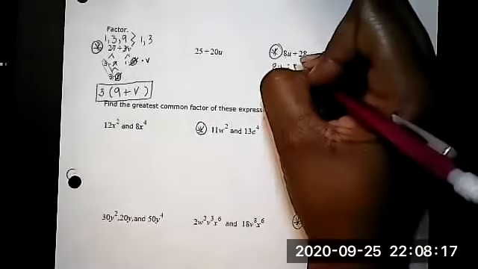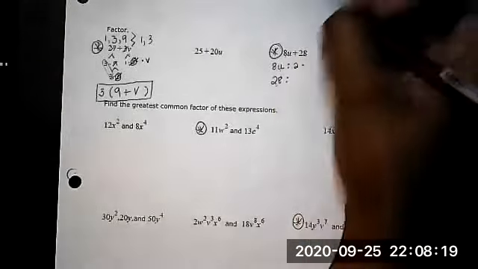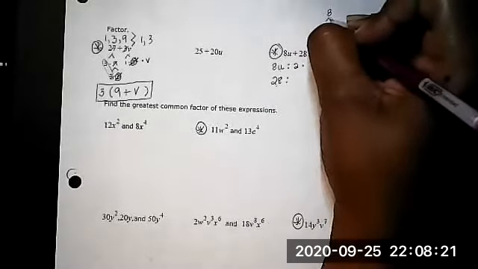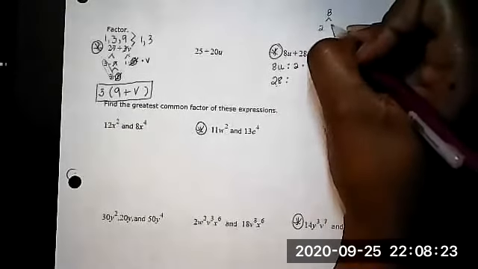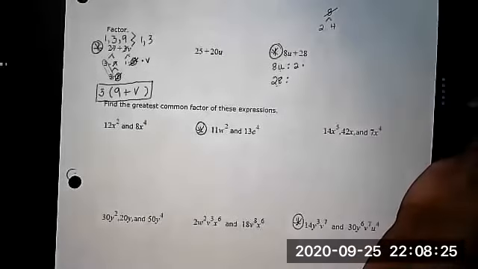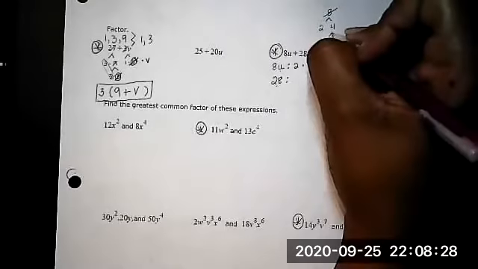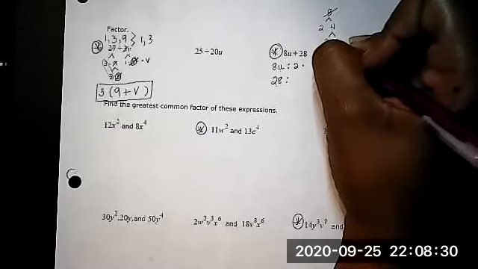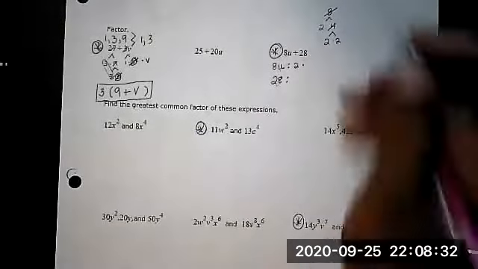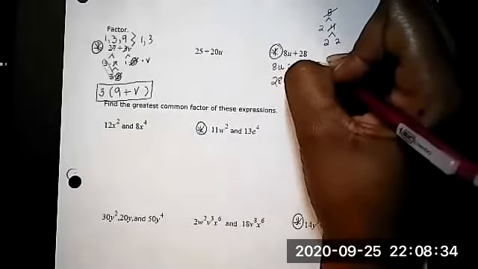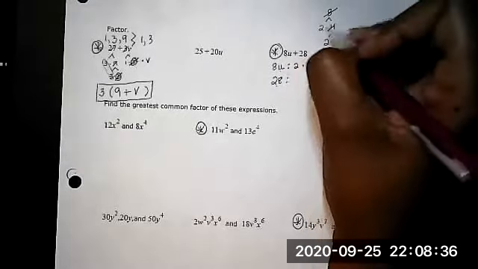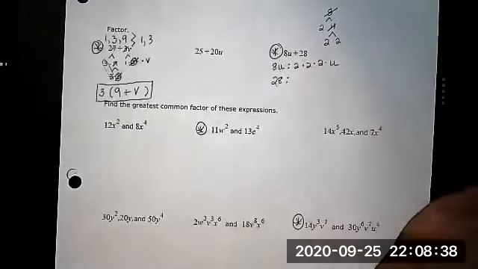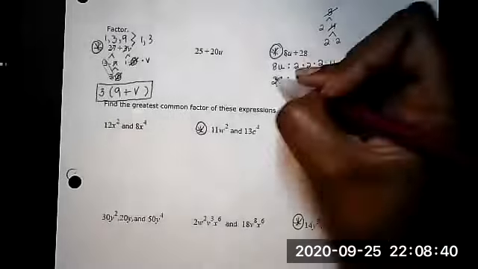So 8 is 2 times 4. And usually I do it this way, like I did there. 2 times 4, and once you break it down, you can mark it out. 4 is 2 times 2. And that's 8. So 8 is 2 times 2 times 2 times u. 2, 2, 2, and then 8u. So I put the u next to it.